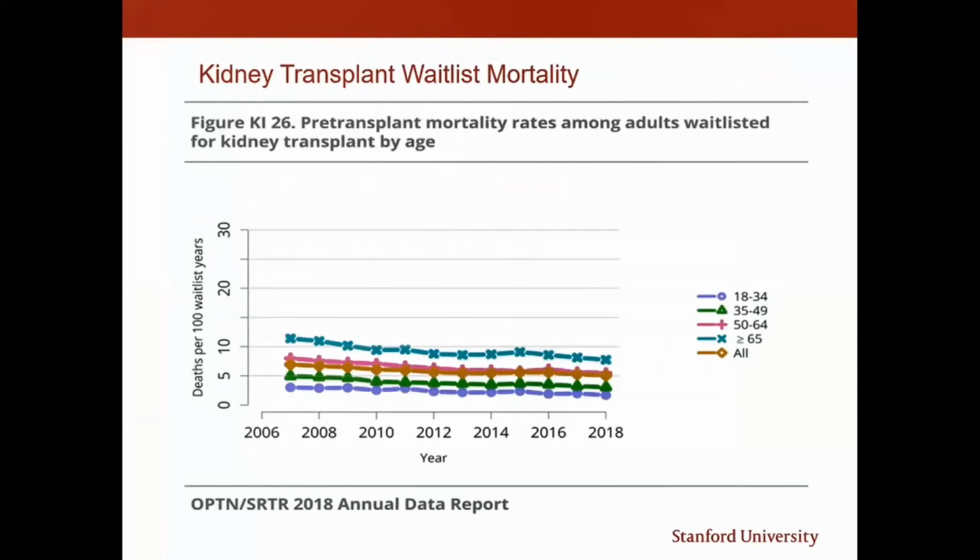I think one thing that we consider is waitlist mortality. In this figure from the Scientific Registry for Transplant Recipients, there's waitlist mortality stratified by age. The teal blue line represents the oldest age group, which is greater than 65 years old. It's not surprising that older individuals have higher rates of death while waiting on dialysis for transplant. At the same time, we know that older individuals are also at higher risk of severe manifestations of COVID-19 disease. We are being careful to consider their transplant candidacy so that we do not lose a window of opportunity for transplanting our older patients.